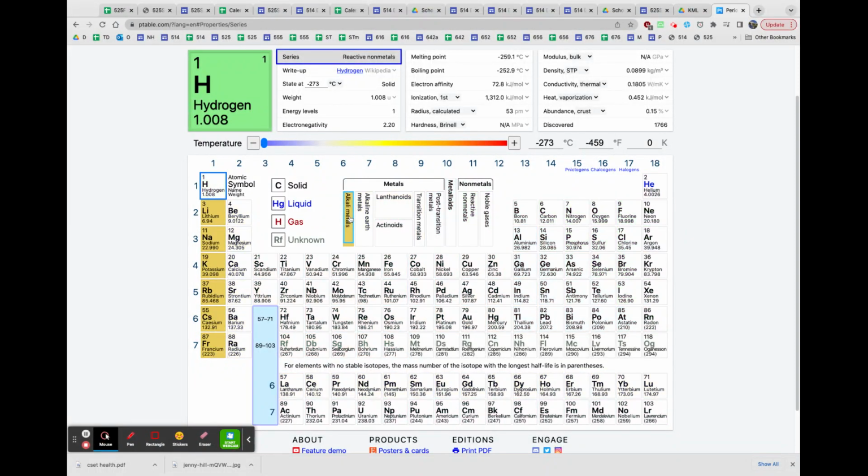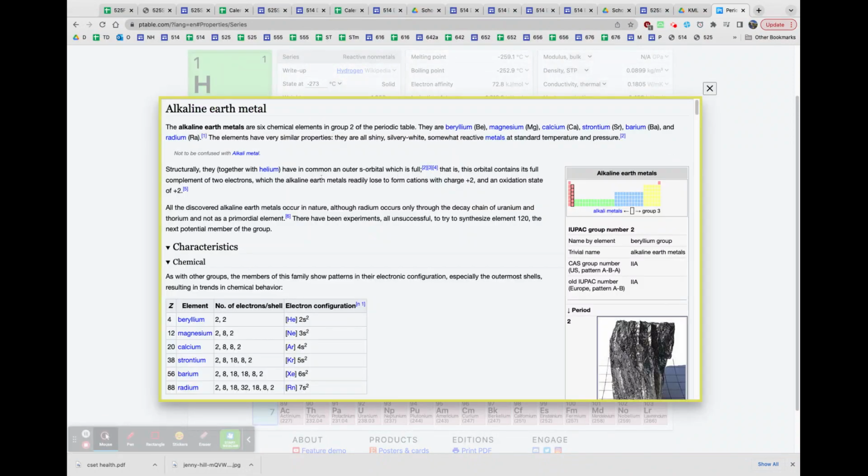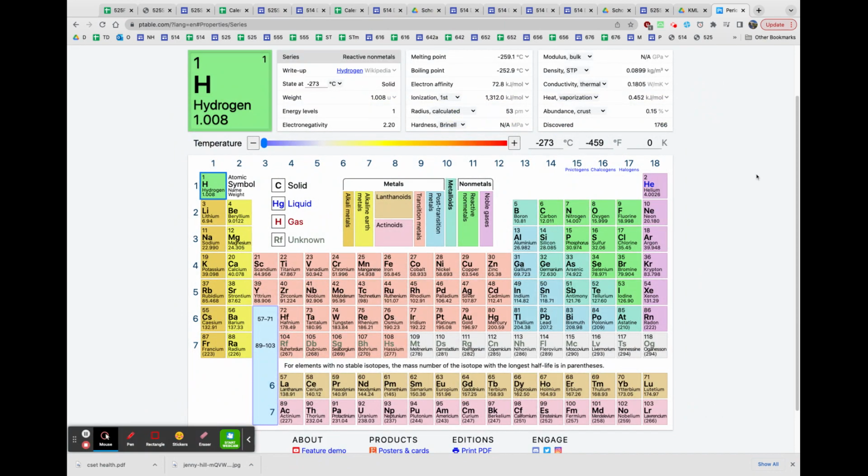So if we want to look at the alkali metals, we can see them over there. If we look at the alkaline earth metals and so forth, we can see even more information if we click into it. But it's very useful in terms of making basic comparisons.